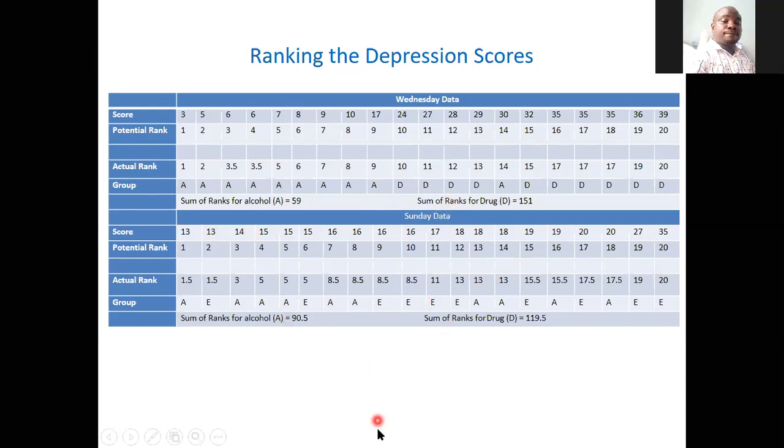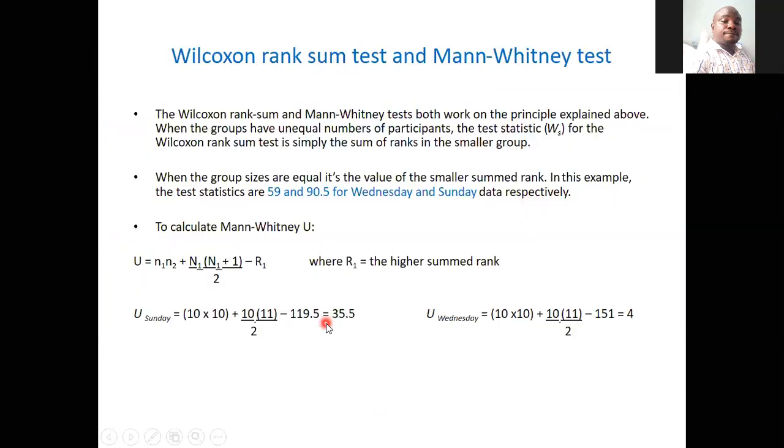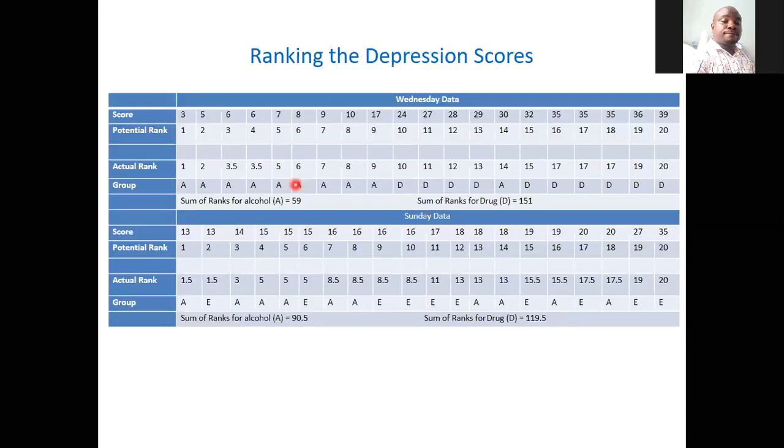When you have done that, you will now calculate. From there, what you do, you try to sum. So you know this one, we keep saying rank sum. After you rank, you now sum the rank for each: sum the rank for alcohol, sum the rank for drug.